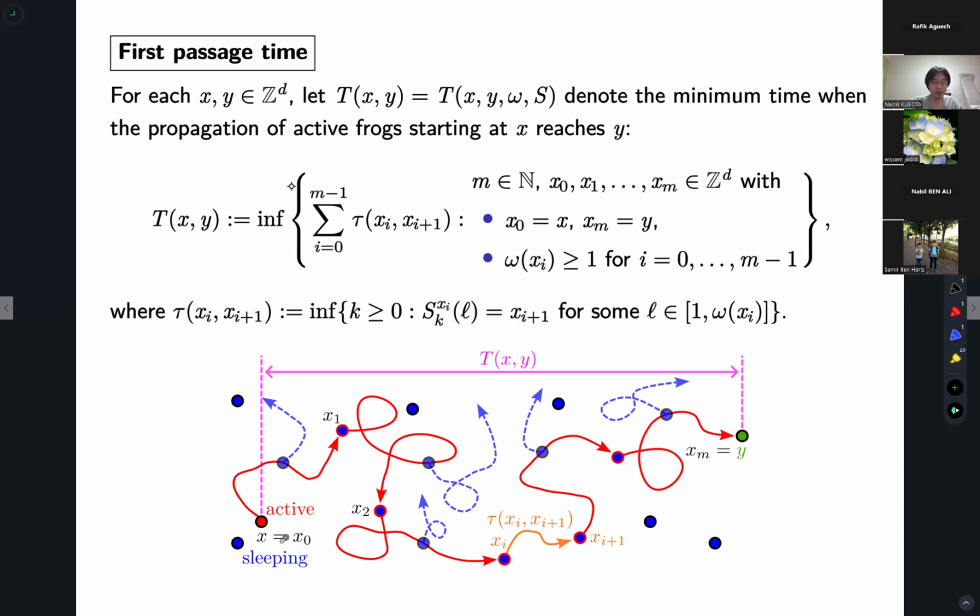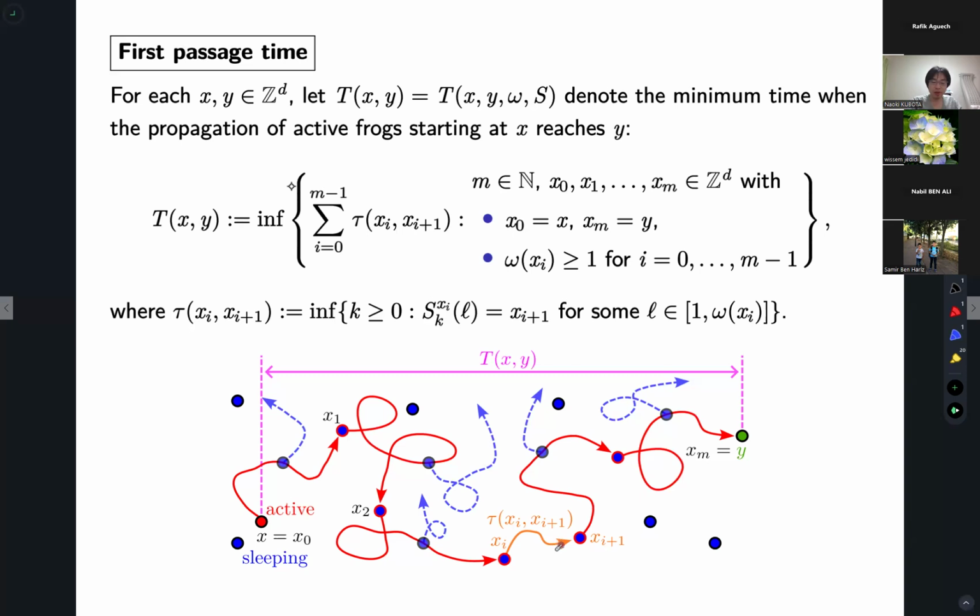When we put the active frog on this side X, this original site generates the active frog. So in this environment, to achieve the first passage time, this original active frog is switched here, and this active frog continues the same procedure, and we can get the path of frogs to achieve the first passage time in this way.